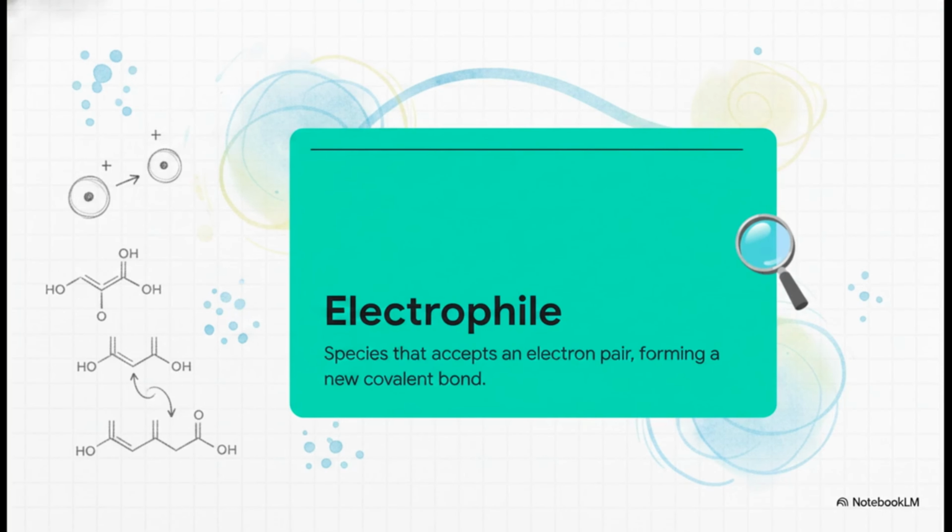First up in our back-to-back definitions, we have electrophiles. The name literally translates to electron-loving. Because they're deficient in electrons, they are incredibly eager to accept an electron pair from another species. And when they do, they form a brand new covalent bond. You're going to constantly see these driving addition reactions in organic chemistry.